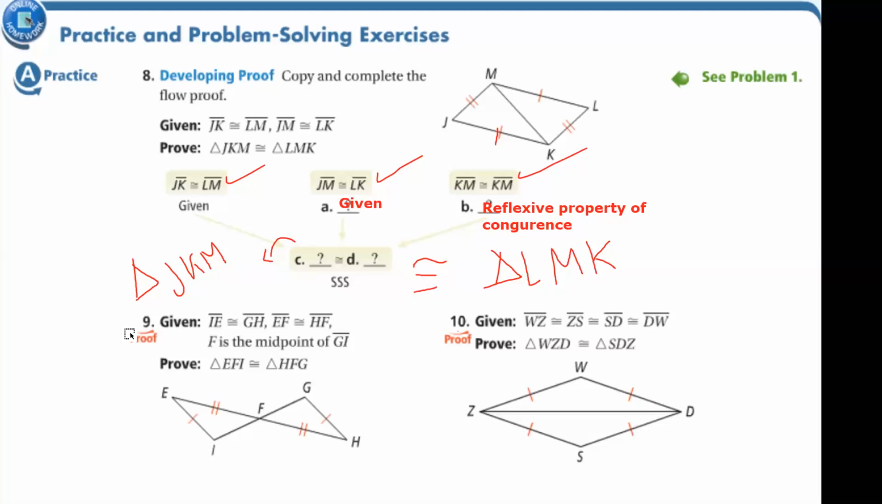Now, given that line segment IE is congruent to GH, and EF is congruent to FH, and F is a midpoint of GI. I want you to prove that the triangle EFI is congruent to the triangle HFG.